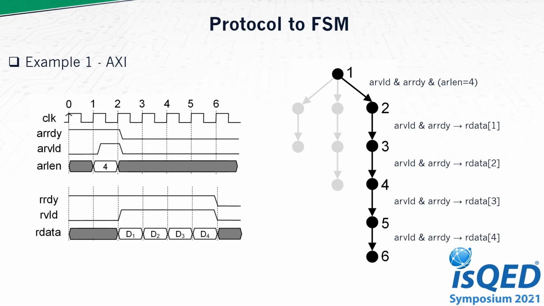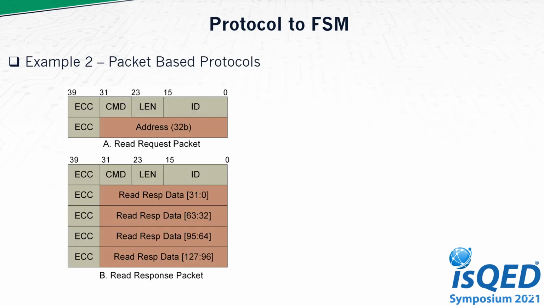Next, we will continue making state transitions as long as valid and ready remain high. And we also note that we will receive data on these transactions in the form of our data. As a second example, we look at a standard custom packet-based protocol.